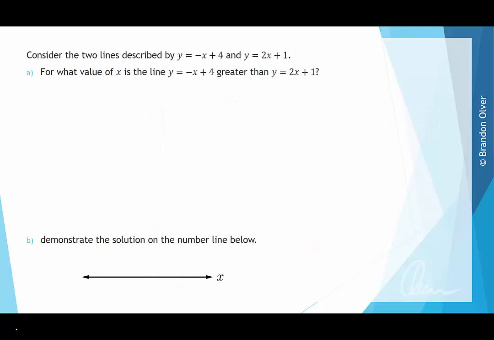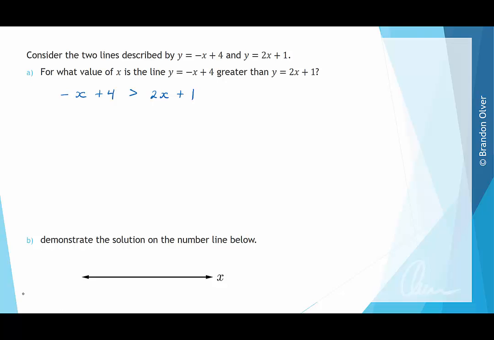Next, we want to consider the two lines described by y equals negative x plus 4 and y equals 2x plus 1. Part A asks, for what values of x is the line y equals negative x plus 4 greater than y equals 2x plus 1? So what we want to do is create an inequality statement from that. So we want the line negative x plus 4 to be greater than 2x plus 1.